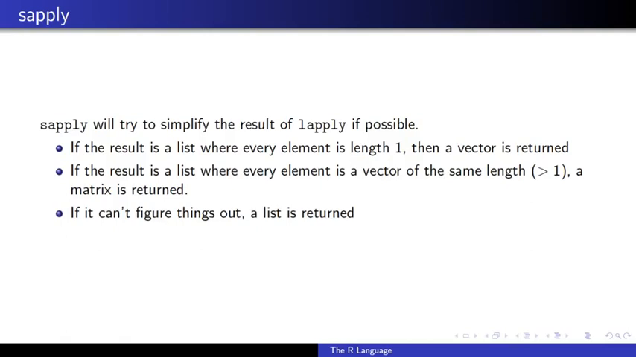If the result is a list where every element is a vector of the same length, for example, if the list comes back and every element has a length 5, then what sapply will do is it will put those elements in a matrix that's 5 by however long the list is. And that's often what you want to happen. But if it can't figure out how to simplify the object when it comes back, for example, if the object has many different types of things that come back, then it won't do anything. It'll just return a list.